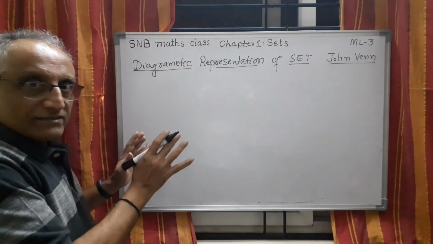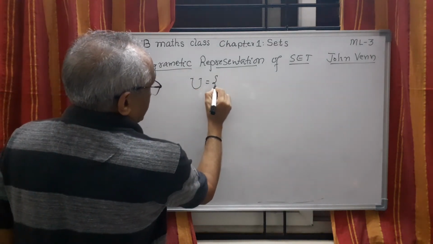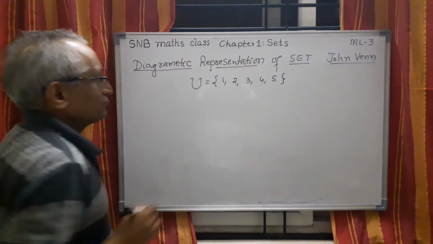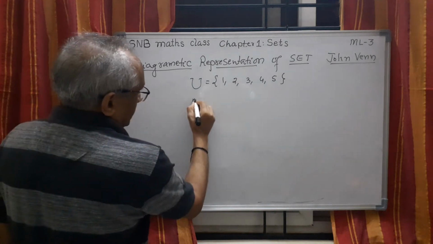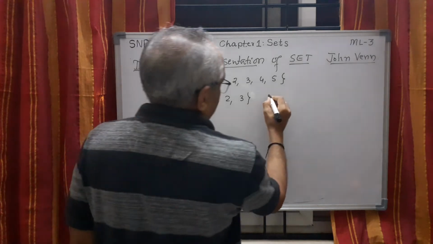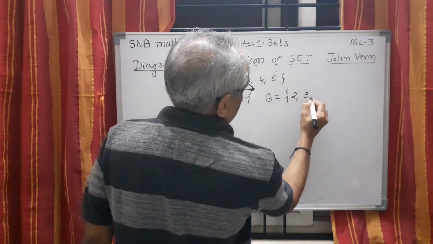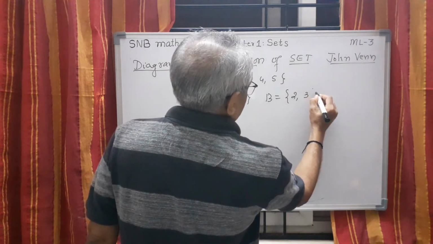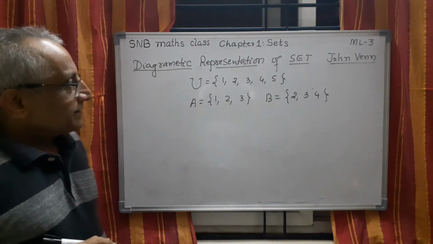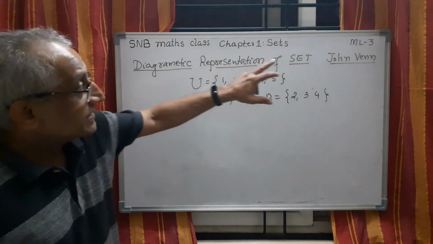Let me explain once again with an example. Suppose you take U, the universal set, say 1, 2, 3, 4, 5. So 5 elements. And let us say A equals 1, 2, 3. Say B equals 2, 3, 4. I have taken only two sets, A and B. Then we can represent them. This is one method of representing. We can represent them using a diagram.